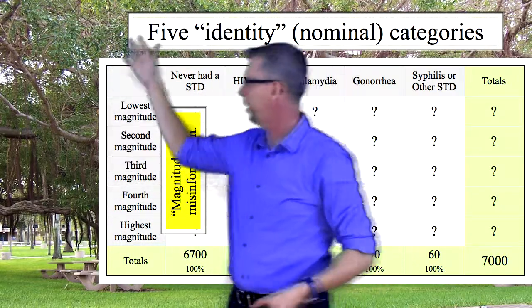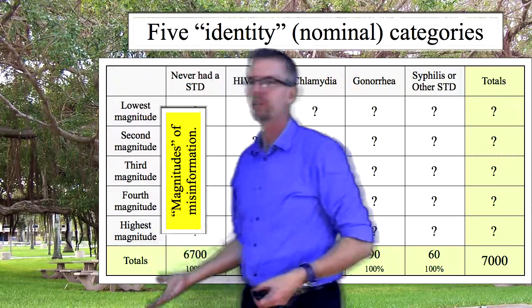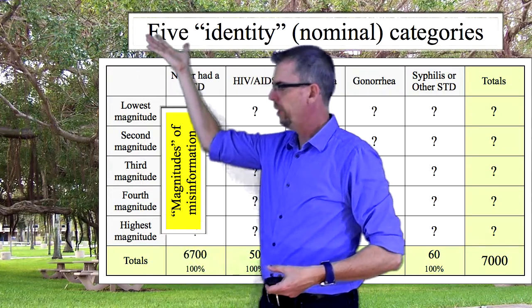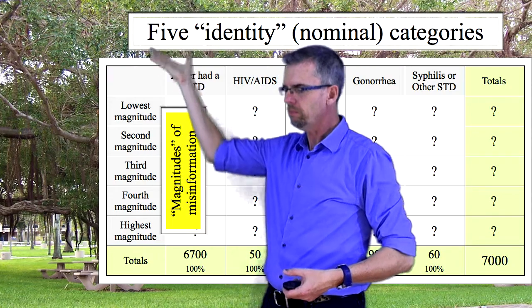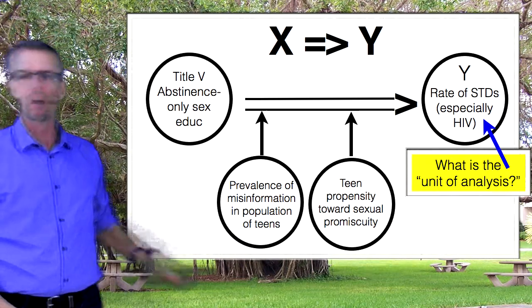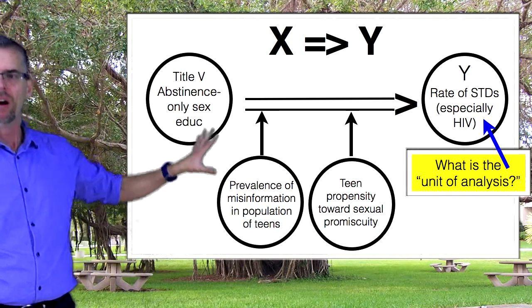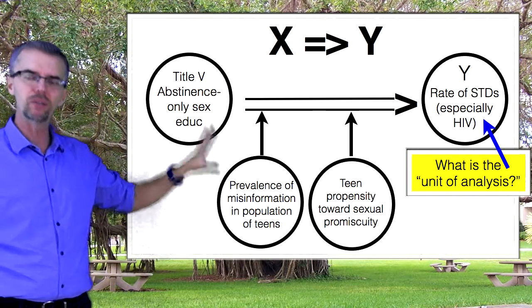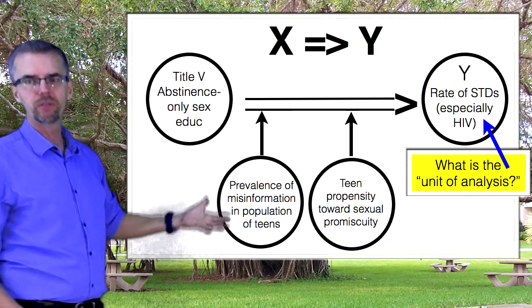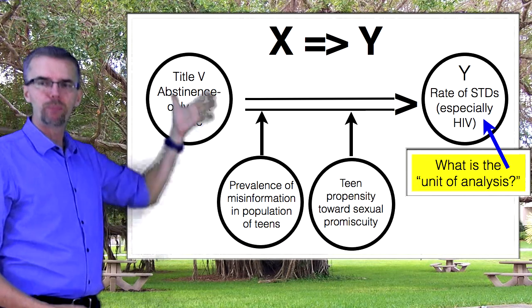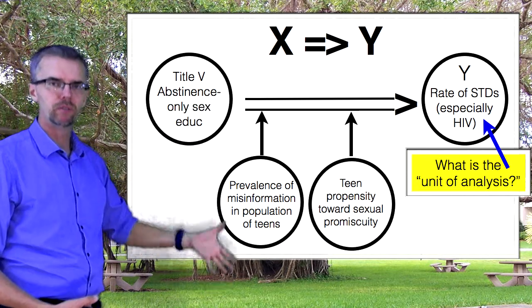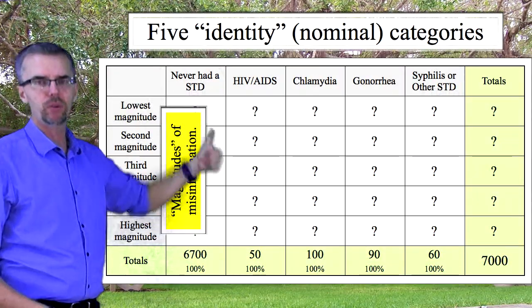And I left the parameters here on the orders of magnitude based on what you are going to see on your midterm exam. But in the case of studying our intervening variable, which is why I put this up here, we need to determine through these intervening variables the prevalence of misinformation in our population of teens. And that's the orders of magnitude that we're looking at now.